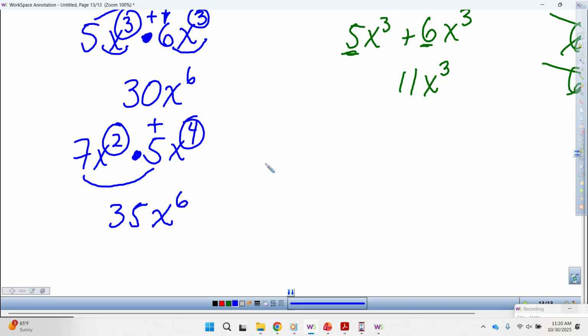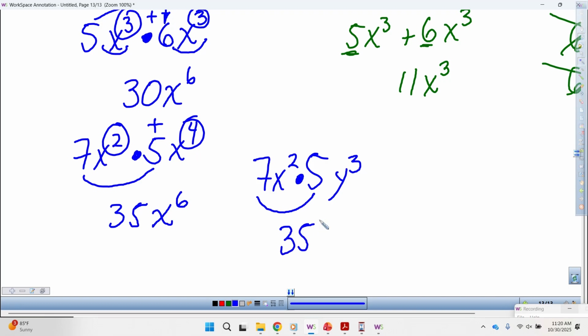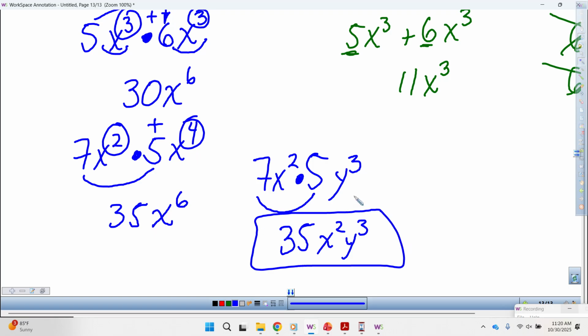However, what if I had this? 7x squared times 5, no, not x, my bad, times y to the 3rd. Does that work the same as this, Mr. Q? No, it does not. Only the numbers work. 7 times 5, that's 35. Can I combine the exponents of the x and the y? No. All you have to do is write them out, x squared, y cubed next to each other. Why? Because you can't combine them.